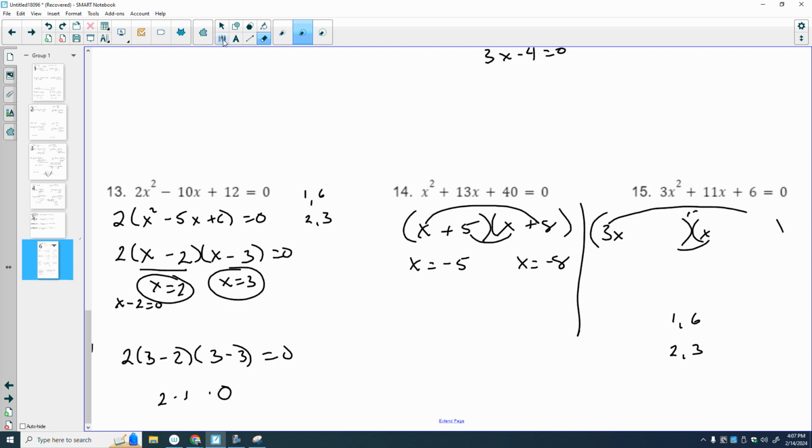And in this case, the order matters. I'm going to switch the order. I'm going to put a 6 here and a 1 here. And I get 3 plus 6. 3 times 1 is 3. 6 times 1 is 6. 3 plus 6, not 11. The 6 and 1 don't work. That's gone. Try 2 and 3.